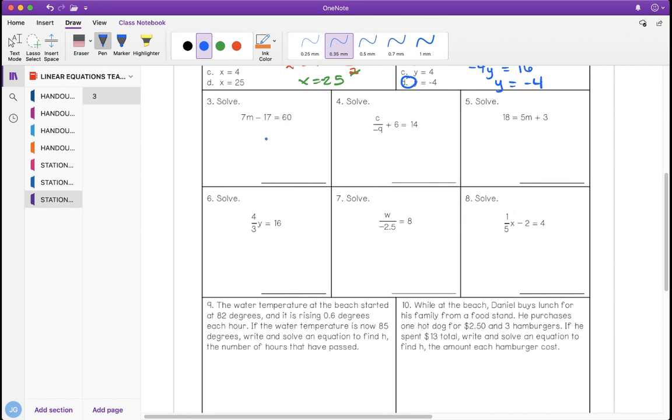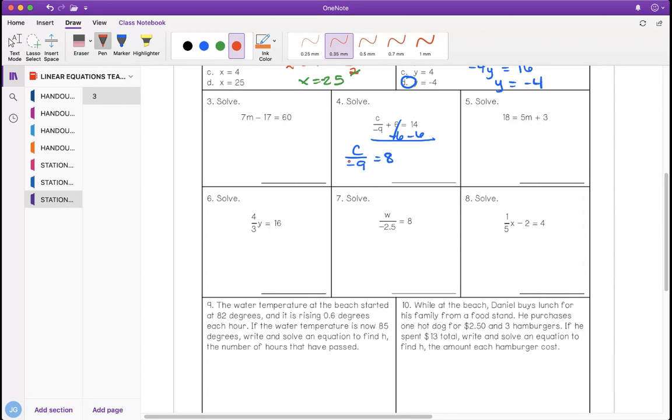So instead of doing number 3, I'm going to jump to number 4 because this one has the fraction involved and we're still learning how to deal with those. So my constant in this case is a 6. It's a positive 6. So I'm going to take the opposite of it and I'm going to subtract 6 from both sides. I'm going to drop down my c over -9 equals 14 take away 6 is 8.